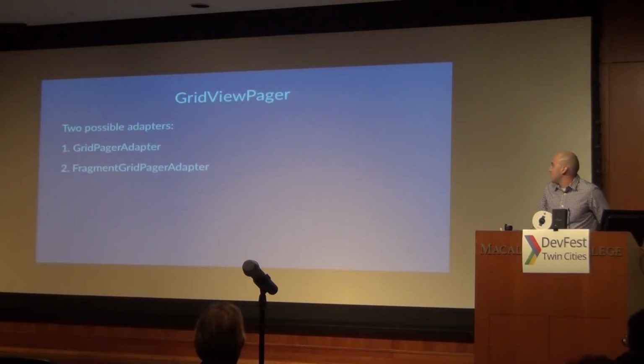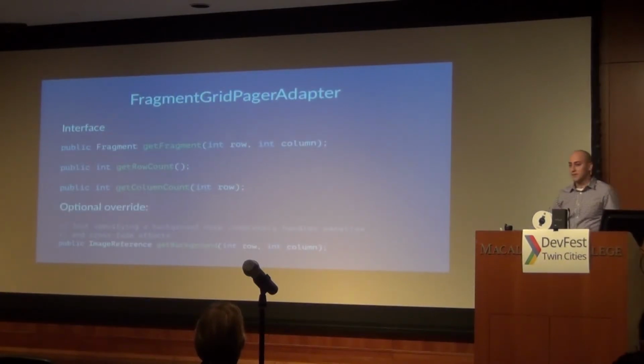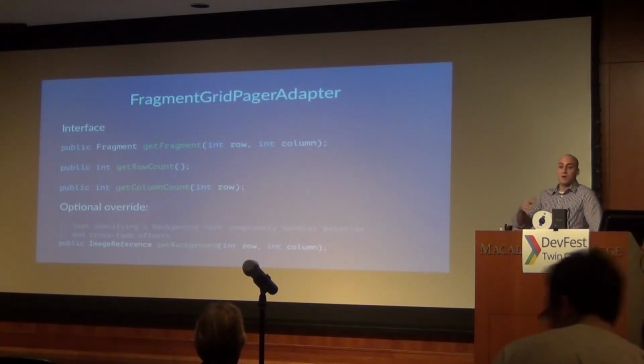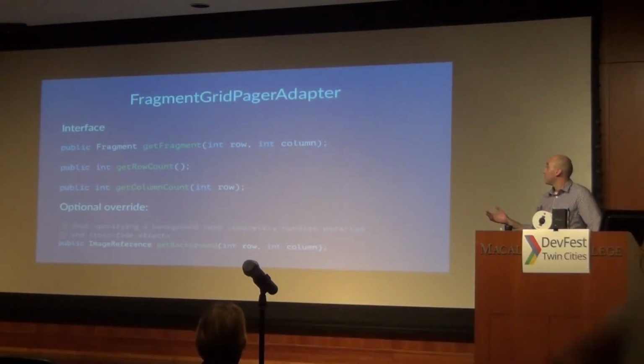And we have two choices of adapters that we can use, and this is very similar to a normal ViewPager. You can either use the grid pager adapter, which works with views as the main items, or fragment grid page adapter, which uses fragments. And again, the interface isn't that complicated, and it's not that much different from a ViewPager adapter. The only difference is that now instead of just having a row, you have a row and a column. So you have to set your data up in a way to be able to handle that. And then instead of just a count, you have a row count and you have a column count.